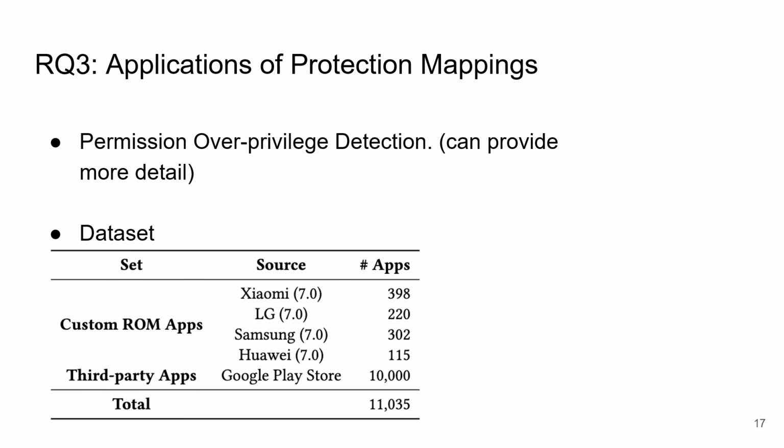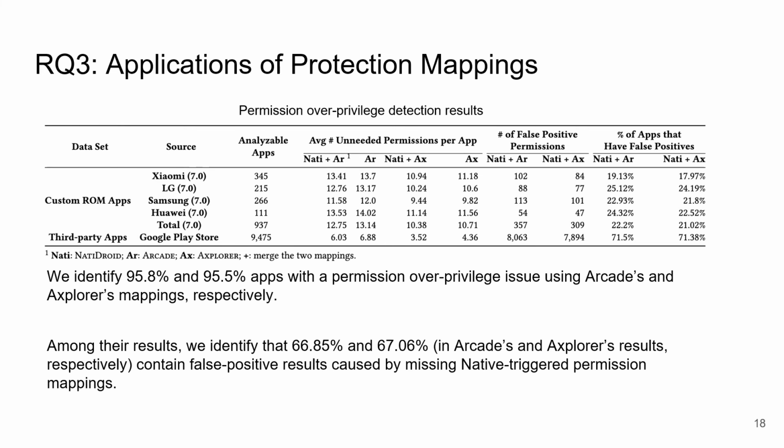To investigate the issue, we include 2 categories of Android apps in our experiment: the custom ROM apps that are pre-installed on the devices. We collect 1,035 custom ROM apps. There are other 10,000 third-party apps randomly downloaded from the Google Play Store. We identify more than 95% apps with permission or privilege issues using Arcade's and Explorer's mapping. Among their results, we identified that more than 66% contain false positive results caused by missing native-triggered permission mapping.